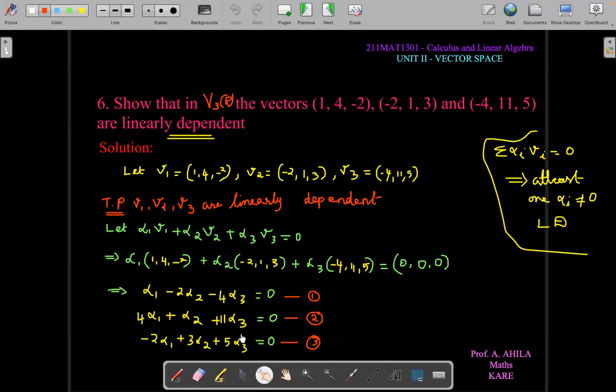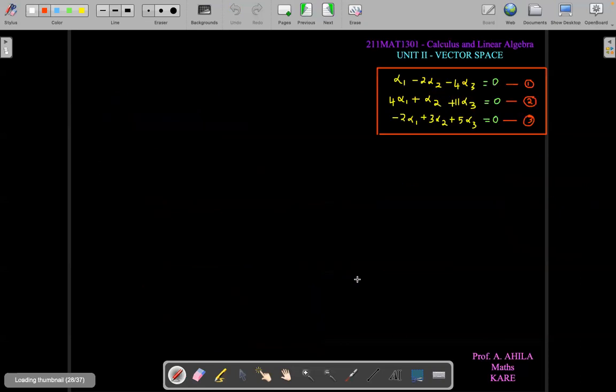Again, we need to solve for the three equations, equation 1, 2, and 3. Solve these three equations and we get the alpha values. Again, consider the three equations. Here also I find these two equations different, so I consider the rule of cross multiplication with respect to equation 1 and 2.